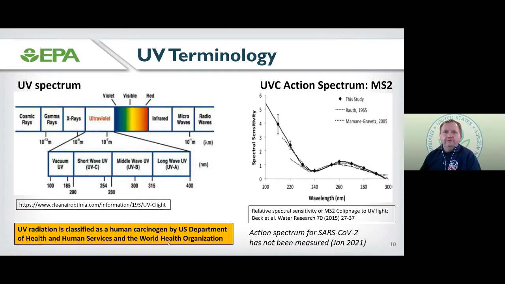We should point out that all the UVC research that we are talking about here is expected to be used in the absence of people when the lights are on. UV by itself is classified as a human carcinogen by DHHS as well as the World Health Organization. So any of these devices as implemented as we're talking about here would not be turned on when people are present in such an environment.